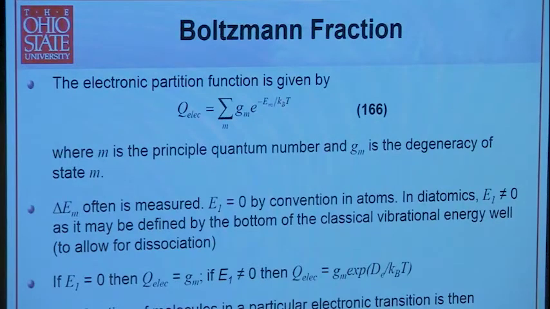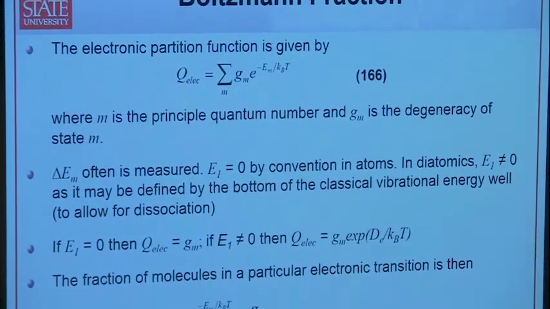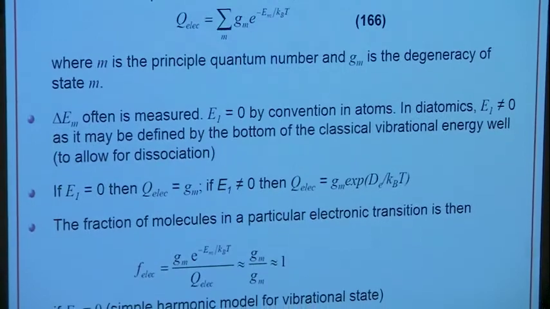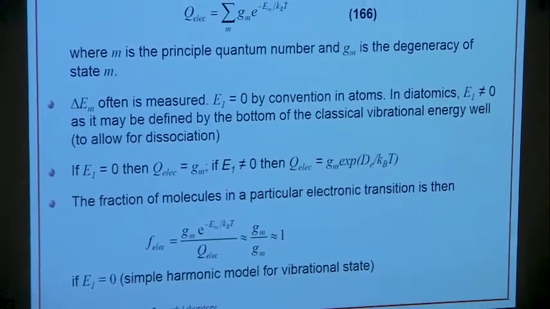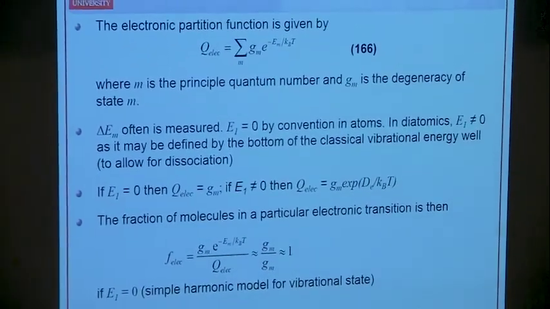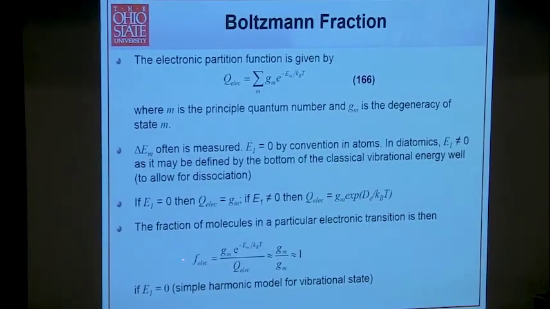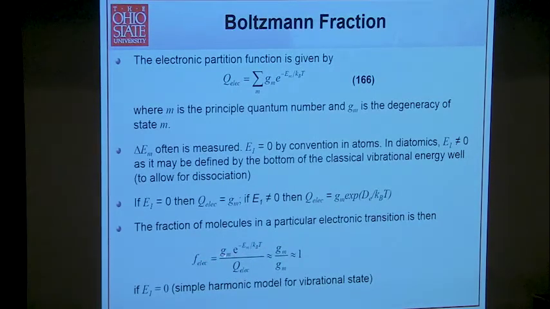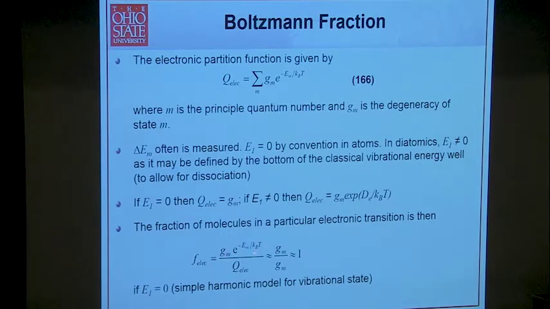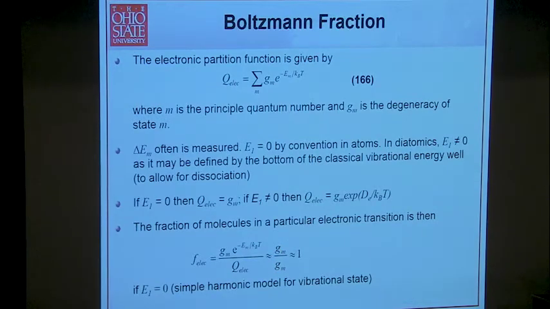Okay, so now what we want to know is the fractions of molecules in a particular electronic transition. So again, we're just thinking ground and upper excited state. We're really only thinking about 2 levels here. If you go back to our definition of the fraction of the electronic state, we have the degeneracy at whatever state M we're in, the energy term, and the partition function. This reduces to this expression for a simple harmonic model of the vibrational state, and as such the fraction of the electronic is 1.